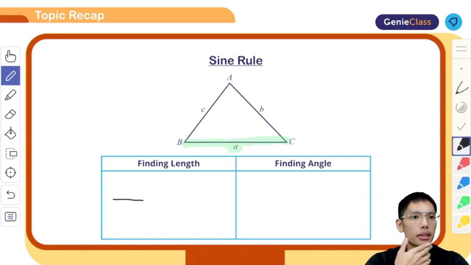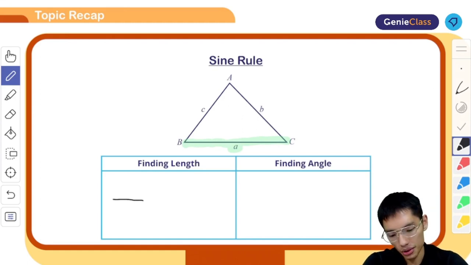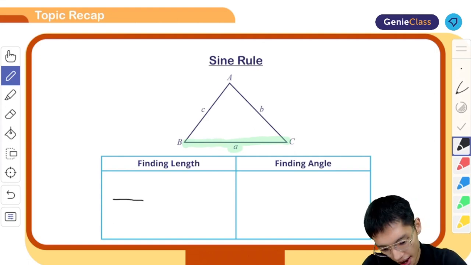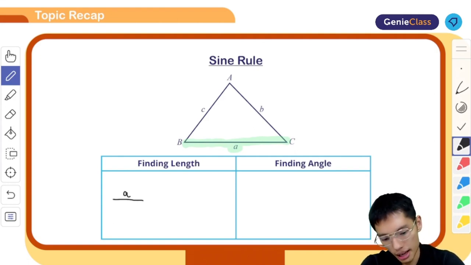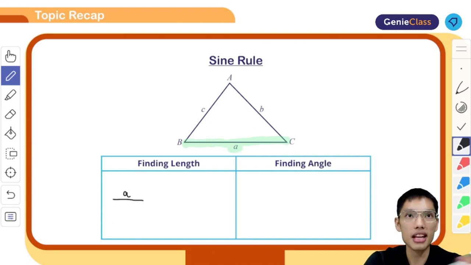Very good, Denise. Anybody else wants to try? What is the alphabet I should put? A, B, or C? Very good, No and Dang. Perfect over there. Anybody else still wants to try? Alright, perfect. So you realize over here, finding length, I have A at the top. And then what happens at the bottom? It's the sine of the angle.